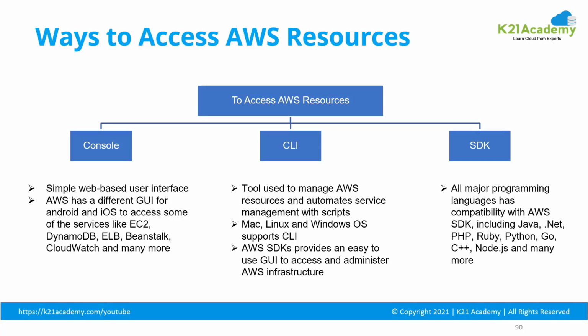And the final one is the SDK, which is the software development kit. AWS provides a software development kit so that you can programmatically do operations on these AWS resources. Depending on the programming language of your choice, you have different SDKs: Java, .NET, PHP, Ruby, Python, Go, Node.js, C++, or many more.